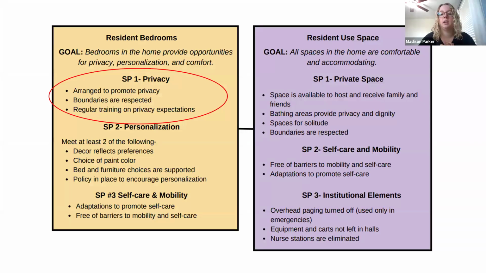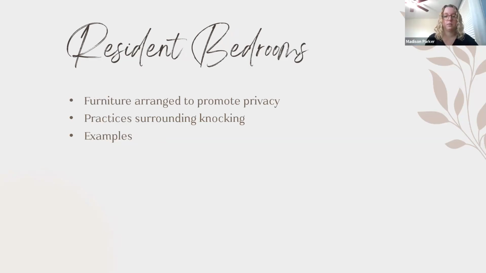So here is the criteria for supporting practice number 1 in our resident bedroom core of privacy. A resident's bedroom obviously is going to probably be their primary private space, and so we want the resident to have complete control of that area. Resident bedrooms should have the furniture arranged to promote as much privacy as possible. Obviously, this is very difficult in semi-private rooms, but sometimes rearranging furniture can help to promote privacy. So think about how you might place the bed so that it isn't directly visible from the hallway.